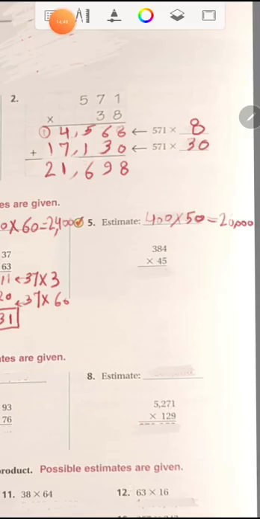Now let's find the multiplication. Here I want to multiply first the 5 in the ones digit with 384, then I will multiply the 4 in the tens digit with 384. So the first answer will be for 384 multiply 5 ones, and the second answer will be for 384 multiply the 4 in the tens digit. The value for this 4 will be 4 multiply 10, which is 40.